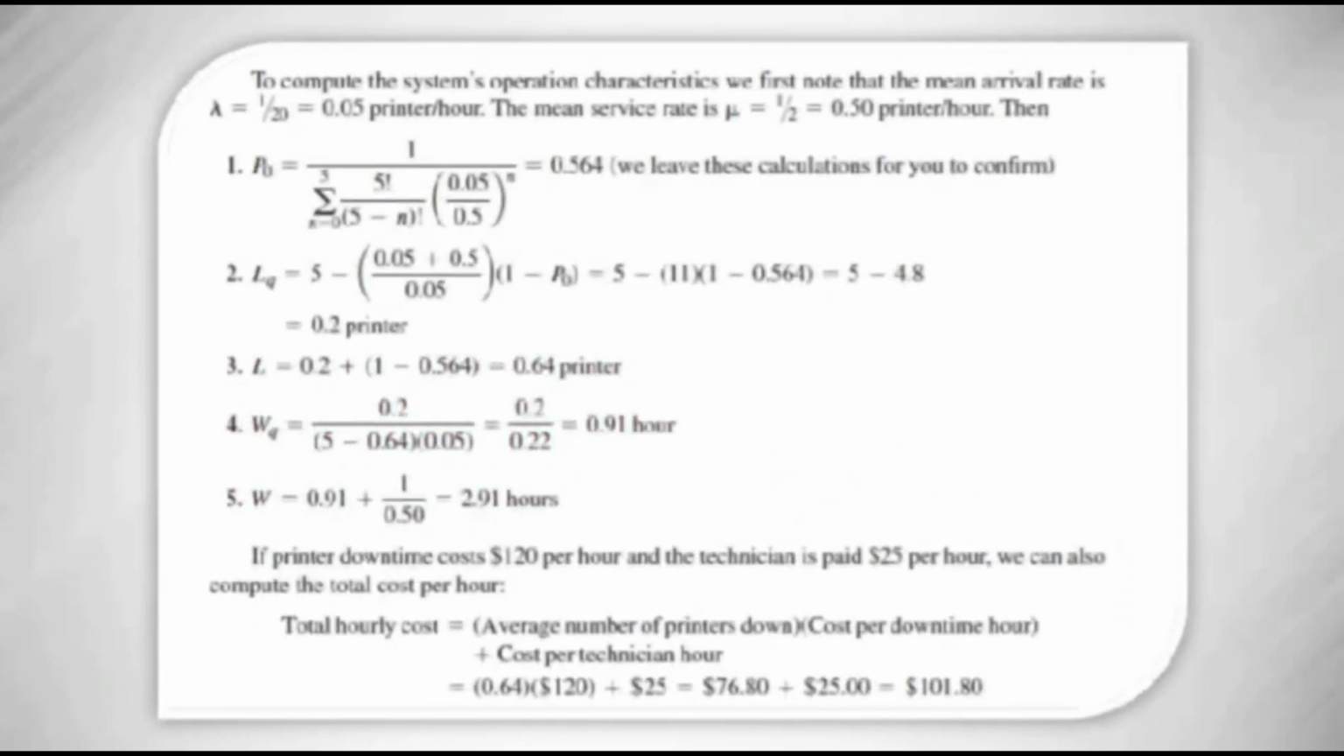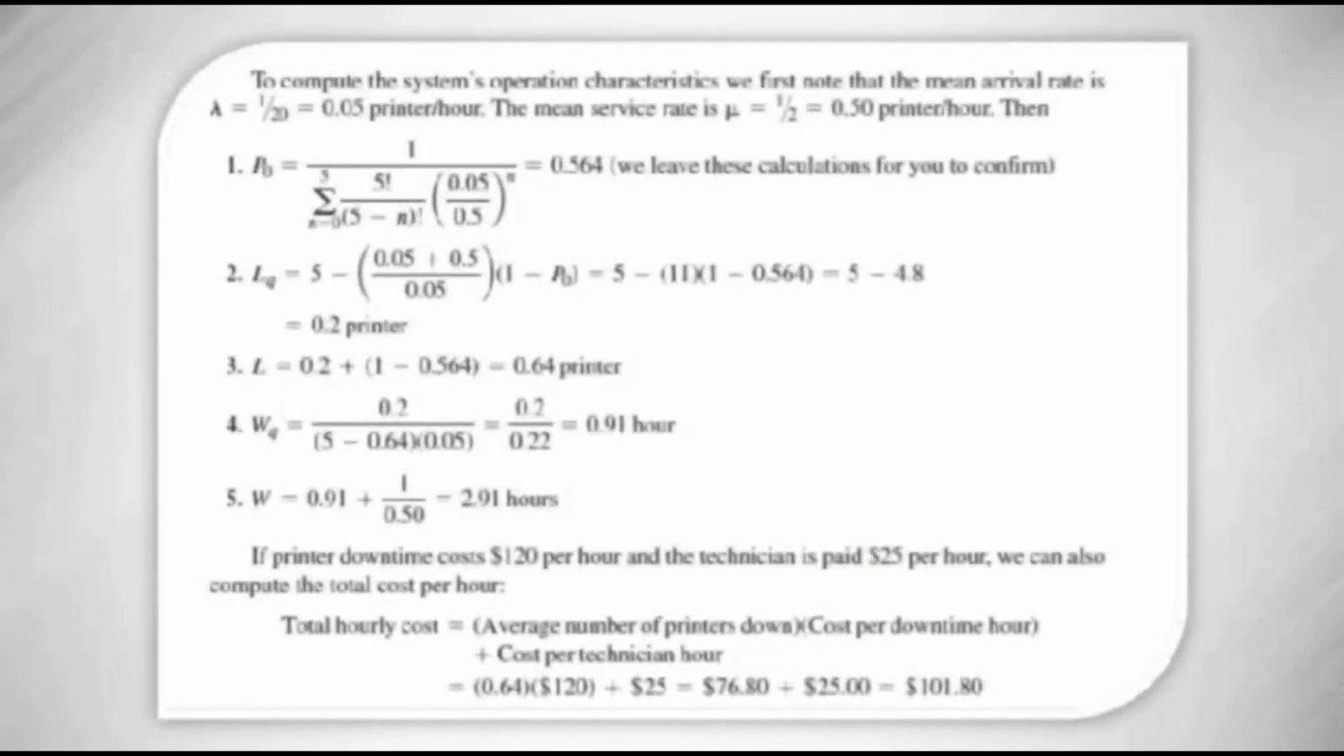So, next is the average length of the queue. We just substitute as well. So, 5 minus 0.05 plus 0.5 divided by 0.05 times 1 minus the probability that the system is empty is equal to 0.2 printer. So, we first need to get the probability that the system is empty because it is required in the formula for the average length of the queue.